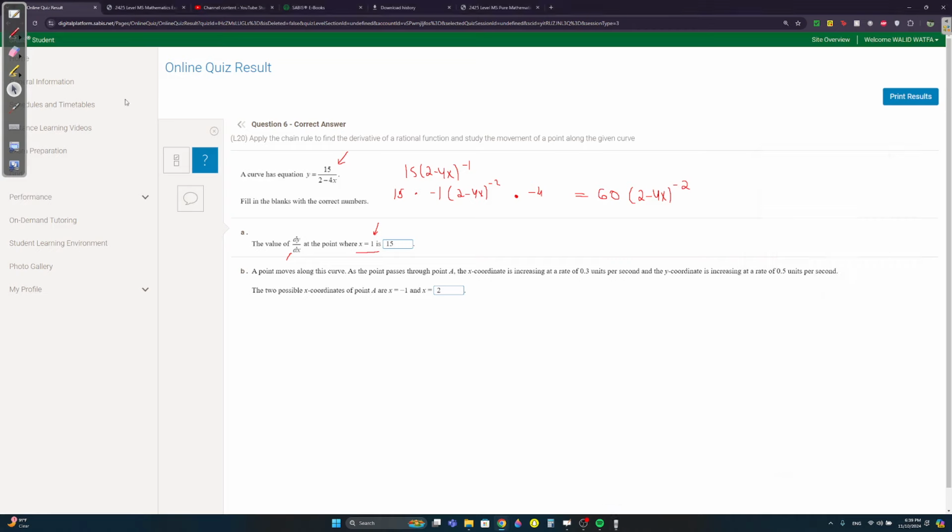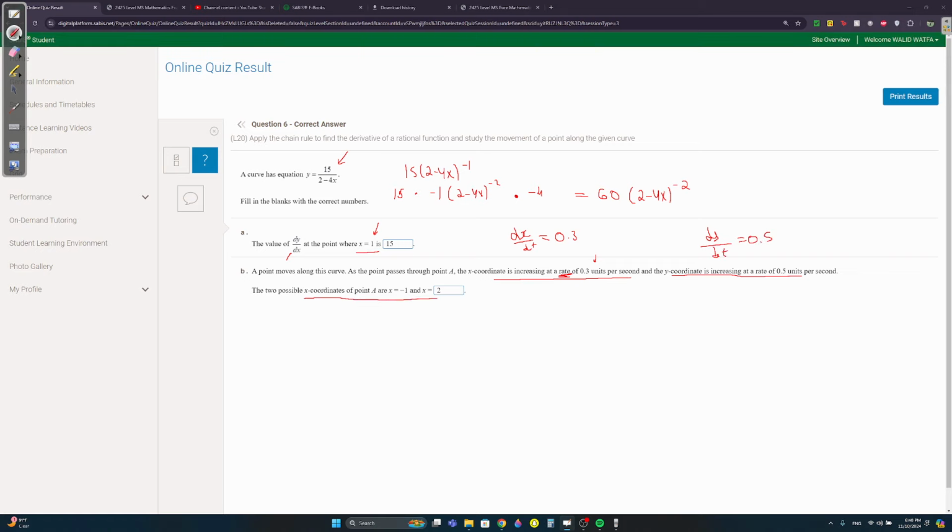Part B is the tricky one. Many people don't understand. A point moves along this curve. As the point passes through A, the x coordinate is increasing at 0.3 units per second. So its rate is dx over dt. Why? Because they said rate. So x is changing at a rate of 0.3. The y coordinate is increasing at a rate of 0.5 units per second. So dy over dt is equal to 0.5.